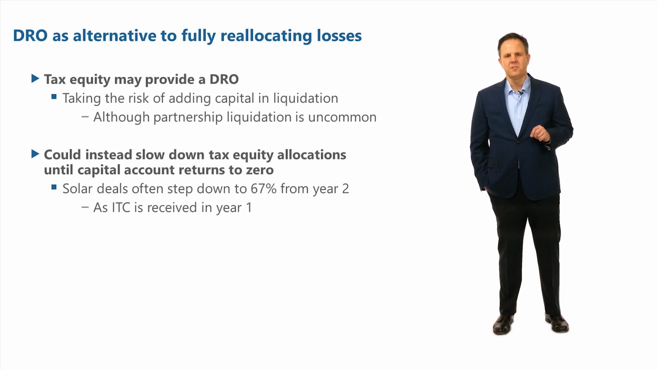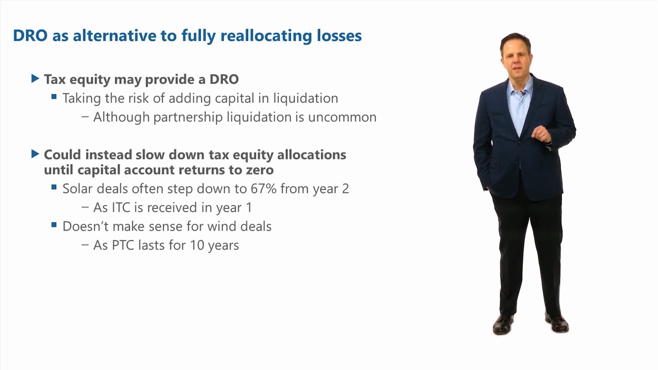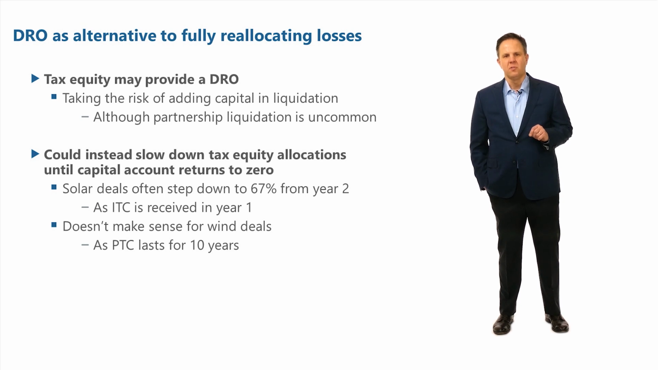But for wind, this approach doesn't work so well. PTC is the largest benefit, and it lasts 10 years. The tax equity investor doesn't want to forgo its allocations of PTCs, so reducing the allocation wouldn't be beneficial for the tax equity investor. For instance, it would be inefficient for a tax equity investor to only be allocated 67% of the PTCs in years 2 through 6, as that is 32% less than it's entitled to be allocated under the safe harbor.